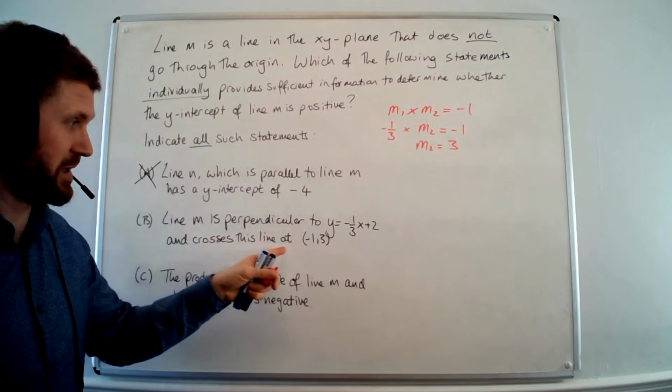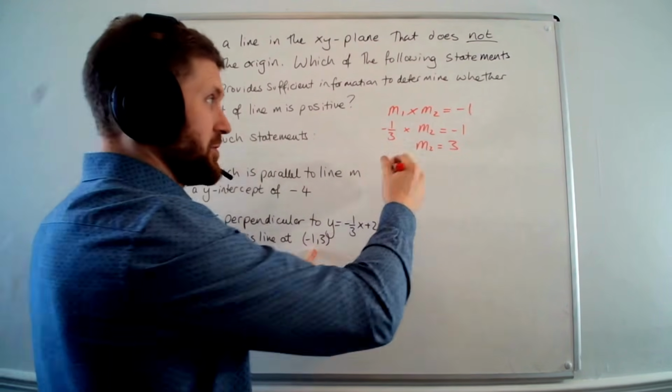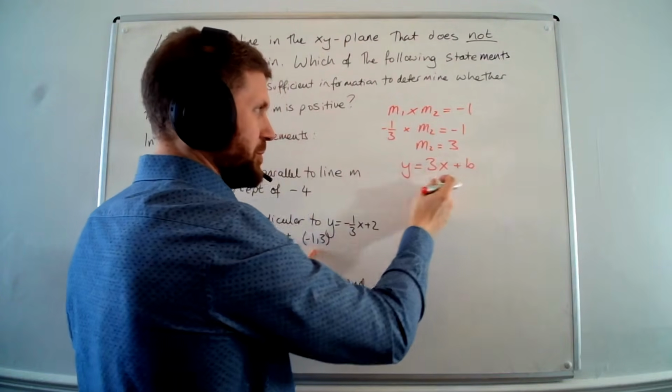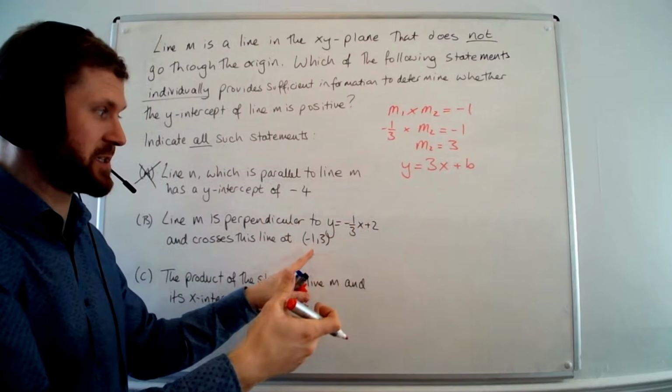And I know that this line goes through -1/3. So like we've done a couple of times in this video now, I can say that because I know the slope, the equation of my line is going to be y equals 3x plus b.